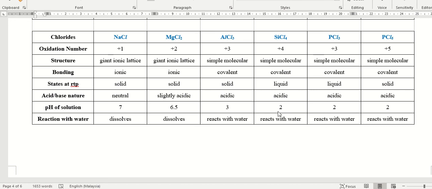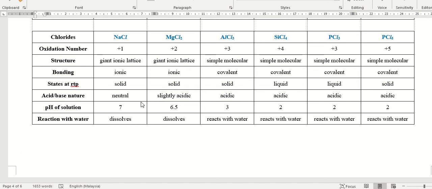Alright, now I have this table here which shows the chlorides of period 3 together with their physical and also chemical properties. Just now L that we saw in the question was a solid. Sodium chloride, magnesium chloride, aluminium chloride, they are solid. The rest are liquid. PCl5 is also a solid. Now, it dissolves in water to form an approximately neutral solution.